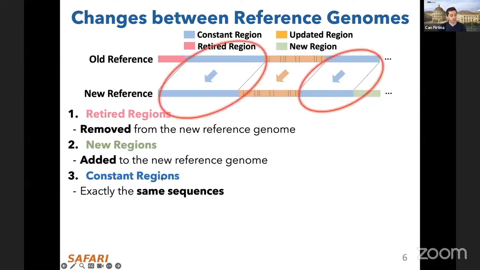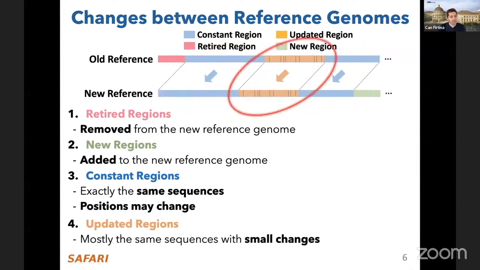We also have some constant regions that are exactly the same between the old reference and the new reference genome. However, their positions may still change. As we try to illustrate here, this particular exactly matching region is slightly shifted towards the left in the new reference genome, potentially due to the retired and the new regions between the old and new reference genomes. So we may have these shifts because we have these insertions and deletions between the new and old reference genome.